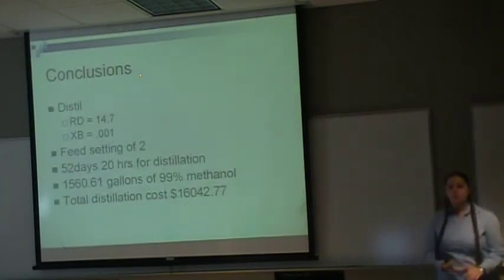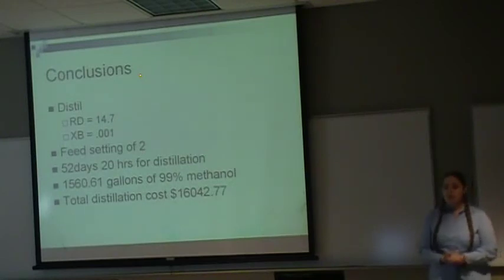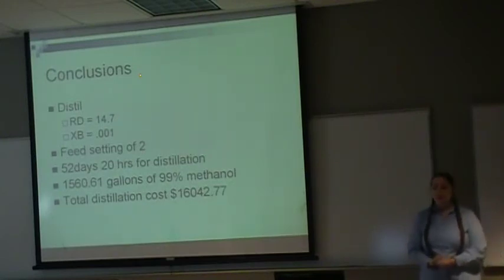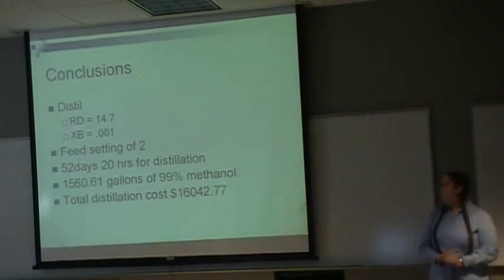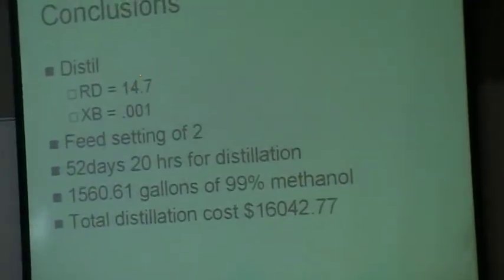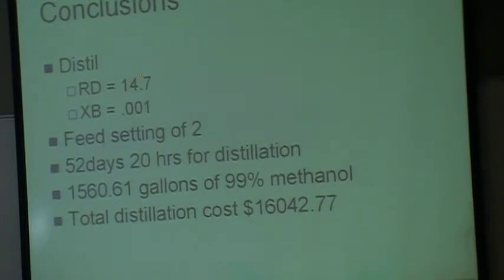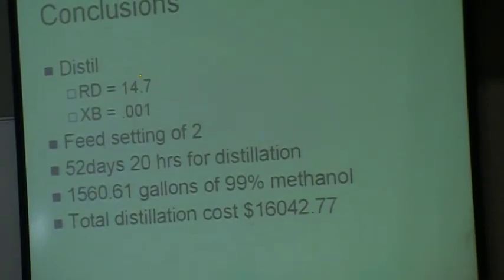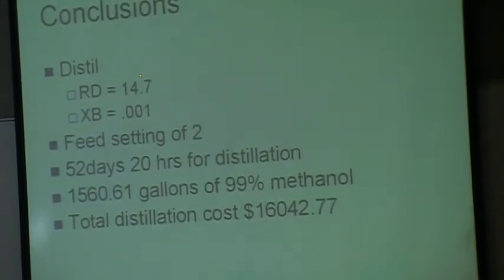So the conclusions, just a quick rundown again of everything, our final product. We're going to run the reflux ratio at 14.7 with a bottoms product of 0.0011% methanol. And then we have a feed setting of 2. It's going to take 52 days and 20 hours for the distillation. We're going to end up with 1,560 gallons of 99% methanol, and the total distillation is going to cost $16,042.